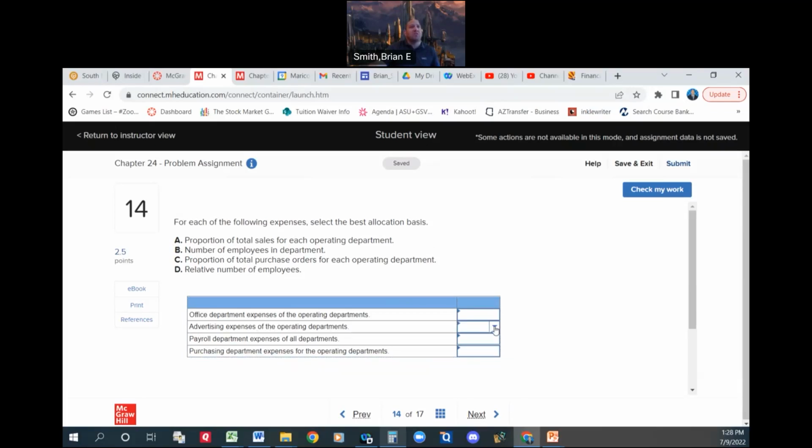I don't know why that first one's throwing my brain for a loop. Payroll department expenses. That should be the relative number of employees. Yeah, that one's D. It's got to be D.